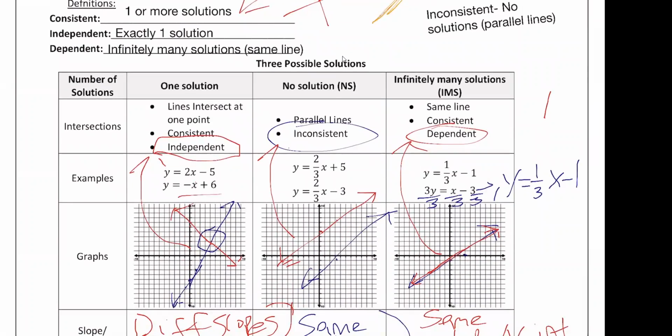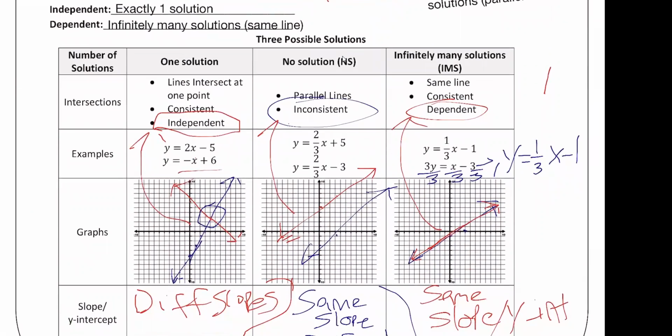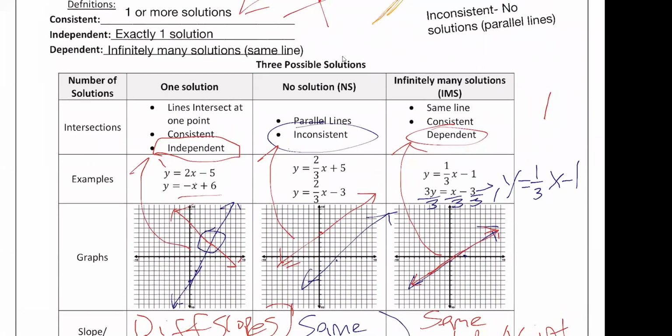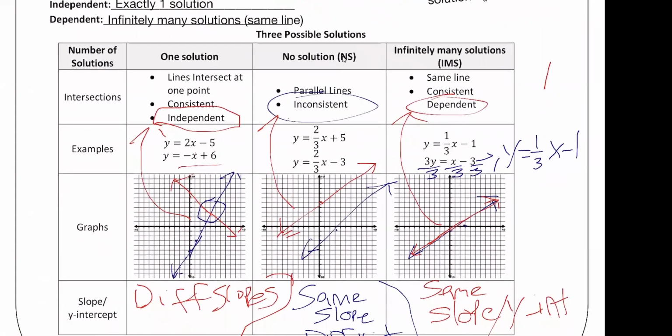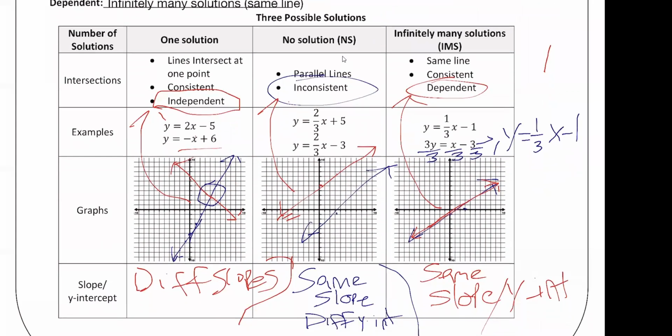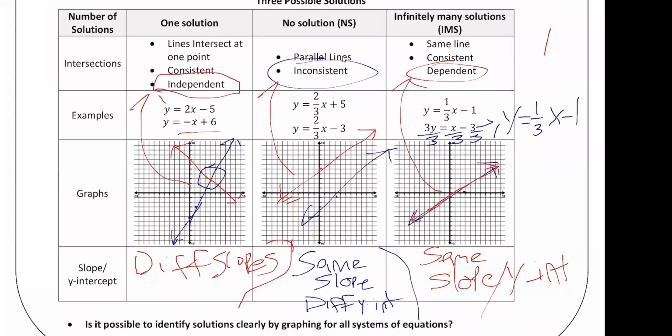So for example, if you ever saw a question where I asked you to classify a system of equations, you'd want to either solve, like get them all y equals, and you could just look at their slopes and stuff to see which case it is. Or you could quickly make a sketch and see. So if they're just crossing at one spot, you would say that's independent. If they're parallel lines, you would say they're inconsistent. If they're the same line, you would say they're dependent.